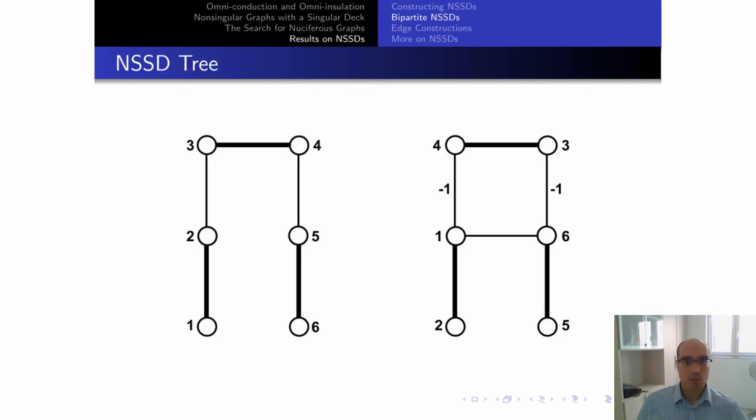Here is an example. Here we have a tree on 6 vertices, which has these 3 edges as a perfect matching. Note that they are also a perfect matching of this bipartite graph, which is not a tree, which is the inverse of the leftmost graph. Also note that these 3 edges are the only 3 common edges in both graphs.